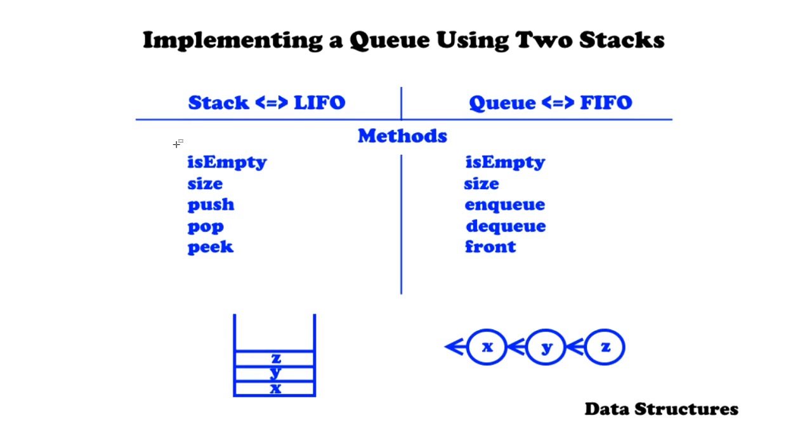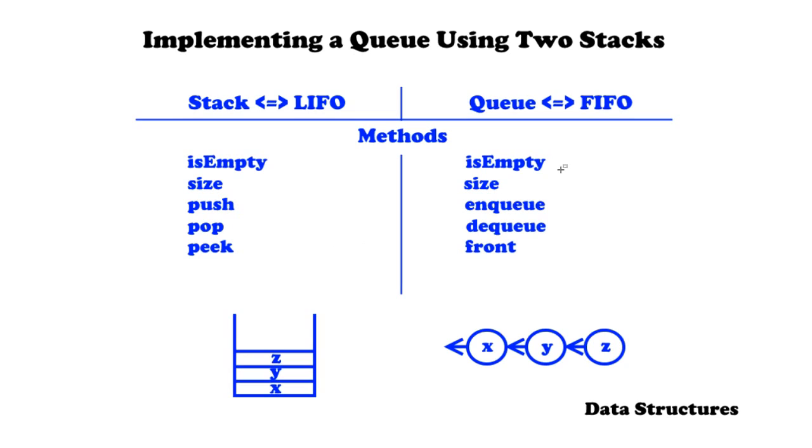Then the methods of the stack abstract data type are the isEmpty method, which checks whether the stack is empty, of course. Then the size method, which returns the amount of elements that are on the stack. Then the push method, which pushes an element on top of the stack. The pop method, which removes the element that is on top of the stack and returns it. And the peek method, which actually just returns the element but doesn't remove it from the top of the stack.